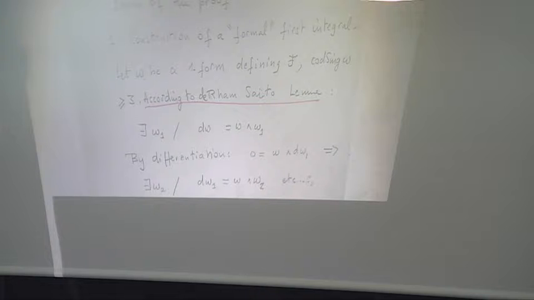So differentiation: this is d omega wedge omega 1 minus omega wedge d omega 1. But this is 0, because if you make omega 1 wedge d omega, you have omega 1 wedge omega 1. So this is 0.